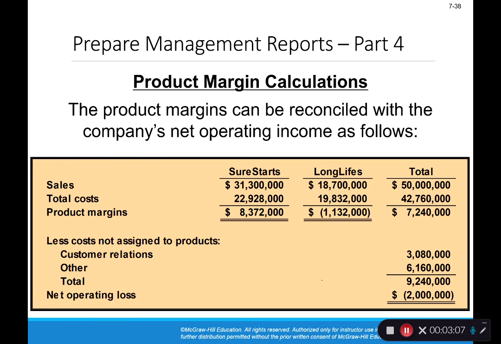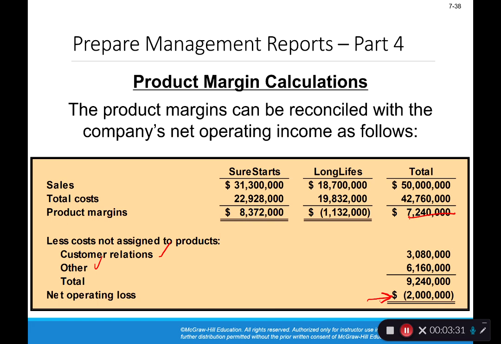So when we add up our product margins, we get a total profit of $7,240, and you might say, well, wait a minute, this company lost $2 million. Well, remember, the customer relations and the other cost pools were not allocated, so we have to subtract those costs out to arrive at that net operating loss that we already knew the company had to begin with. So the company's losing $2 million.